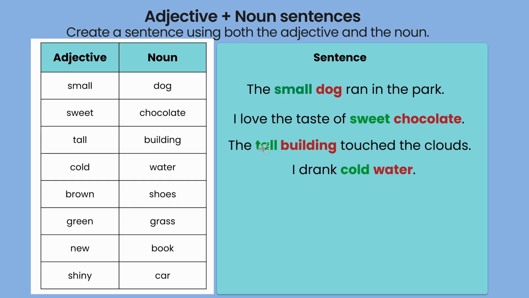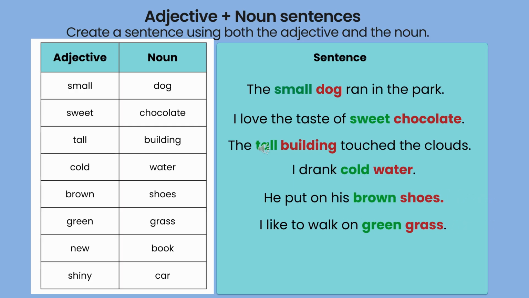You're doing absolutely amazing. Now, I challenge you to try more pairs like. Brown shoes. He put on his brown shoes this morning. Green grass. I like to walk on green grass. New book, and shiny car. Today I bought a new book. Look at the shiny car.